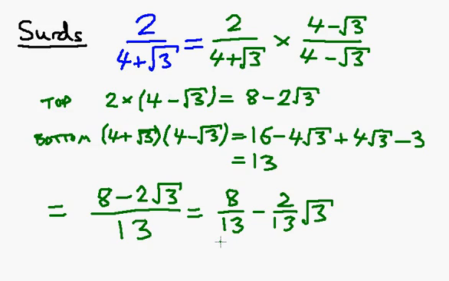Okay, because some exam questions like you to write it in the form P plus Q root R. Okay, so P would be your 8 over 13. Your Q would be minus 2 over 13, and R in this case would be 3.